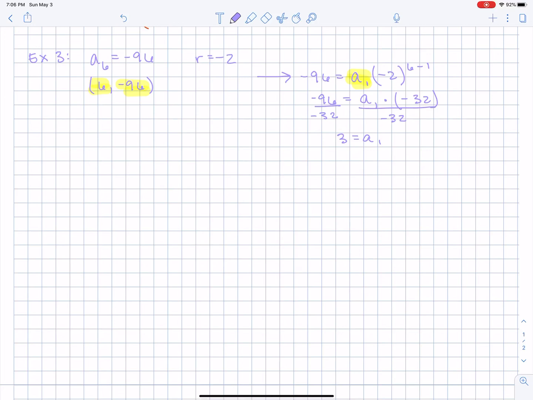Perfect. Now I can use this piece of information with my ratio to write my sequence. So a sub n is equal to 3 times -2 to the power of n minus 1.